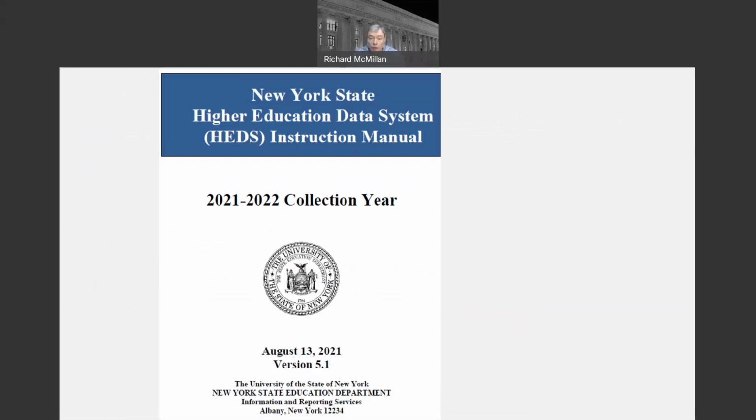Now, this is the cover of the New York State Higher Education Data System, or HEADS, instruction manual for the 2021-2022 collection year. This report was updated on August 13th, 2021, so it's very fresh and new. It's version 5.1. Please be sure that you use this version 5.1. Earlier versions are no longer applicable with regard to the upload procedure for CTEA. There have been major changes, so please be aware of that.